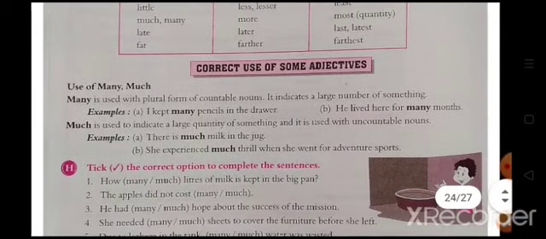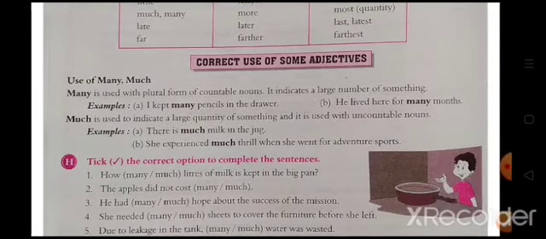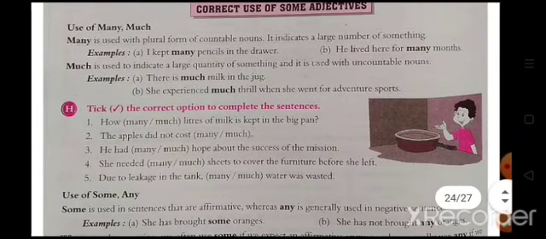Use of much and many, correct use of some adjectives. Use of much and many. Many is used when the plural form is countable. It indicates a large number of something. For example, I kept many pencils in the drawer. I kept many pens in the drawer.